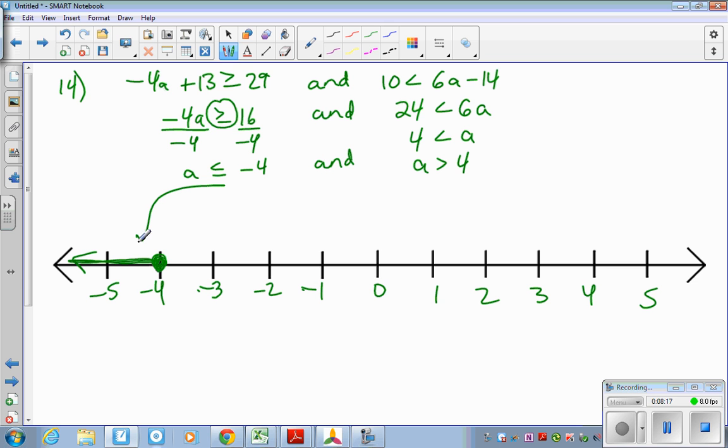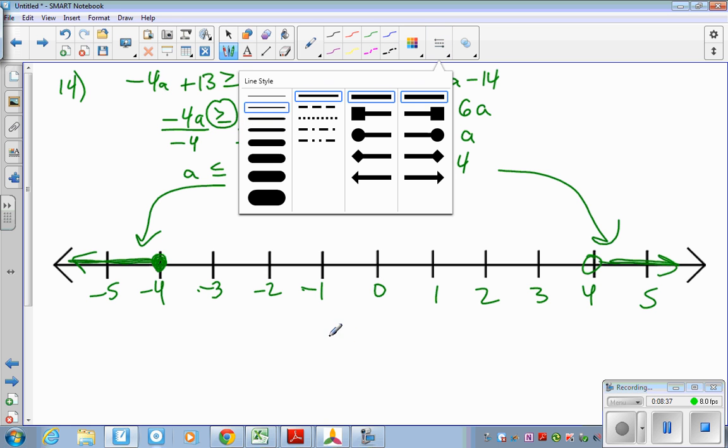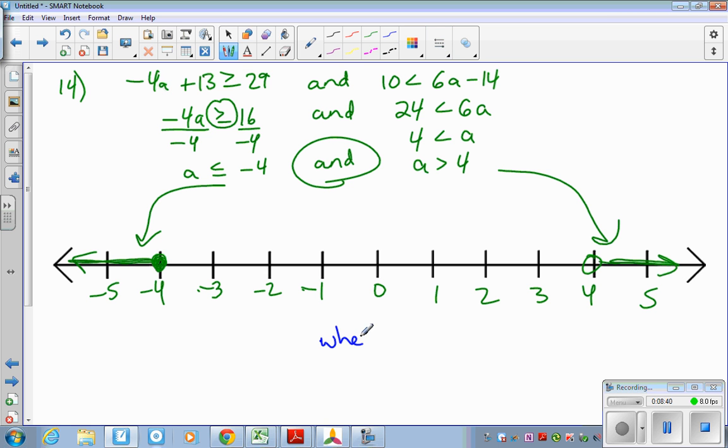So that gets you this part. Greater than 4 is over here. Now you may be tempted to think this is the final answer. This would be correct if this was "or", but it's not, it's "and". So what I want to ask you is, where do they intersect? Because that's what "and" means, the intersection. Hopefully you're answering now that they intersect nowhere.